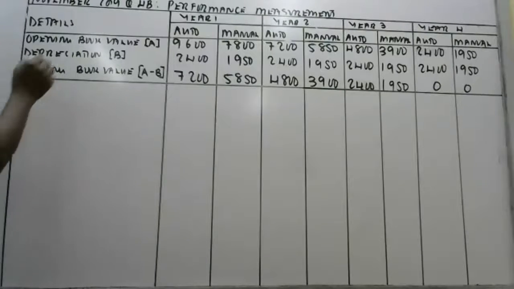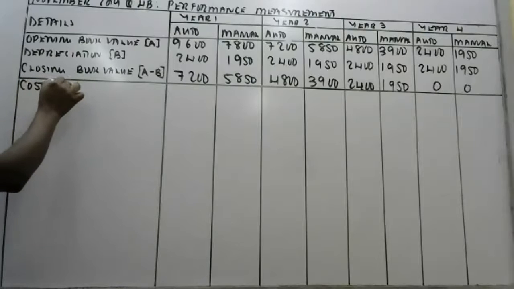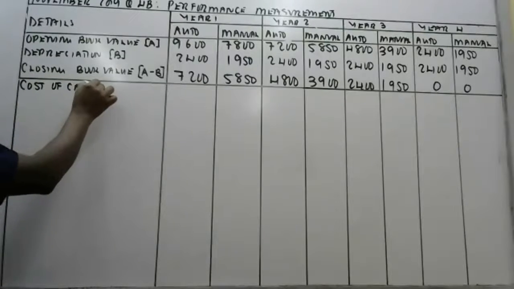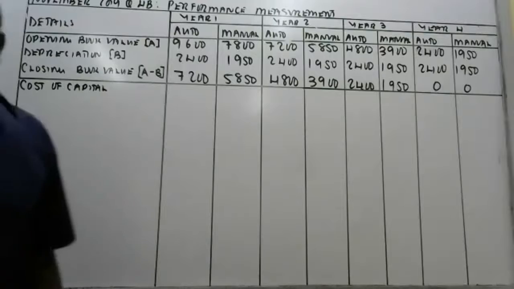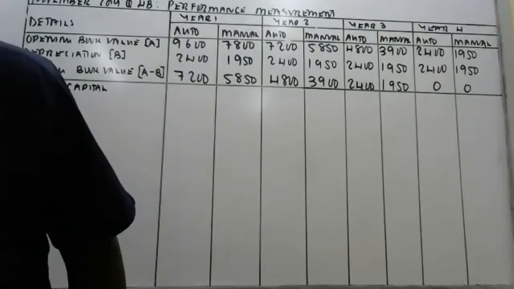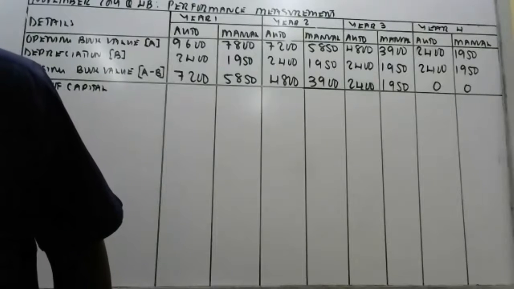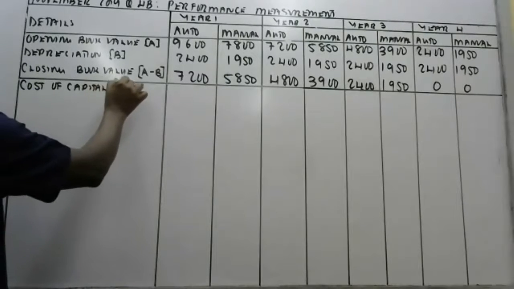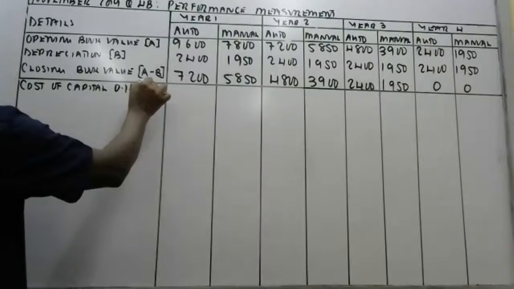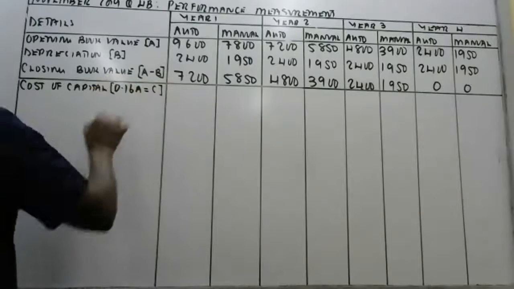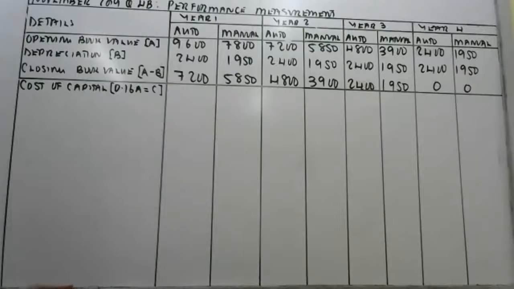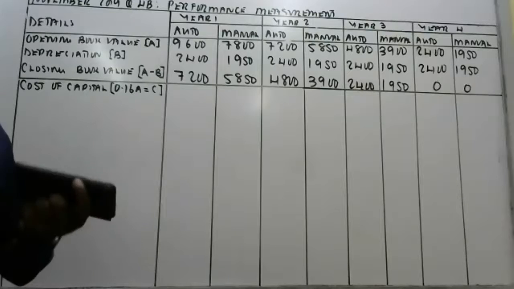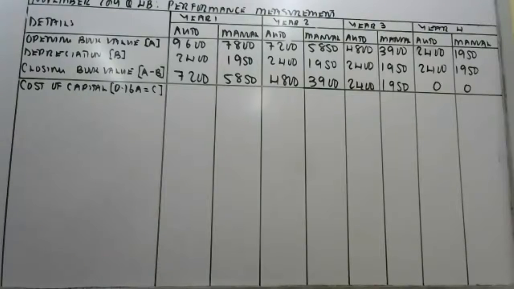Right, let us now compute something called cost of capital. Now, cost of capital, according to this question, we are told it is 16%. So we will talk of 0.16A and we call it C.